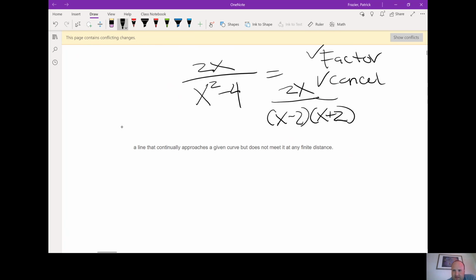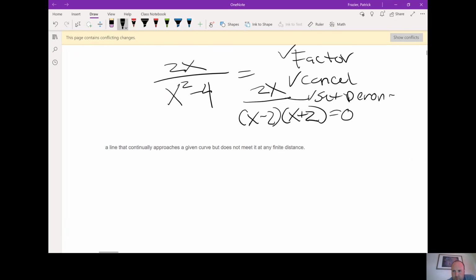And then the next thing is to set everything equal to 0, or the denominator equal to 0. So set denominator equal to 0. And then that's the same thing as x minus 2 equals 0 and x plus 2 equals 0. You just add 2 to both sides and then subtract 2 on both sides. So you're just going to end up with x equals positive 2, or just 2, and x equals negative 2 as your two vertical asymptotes.